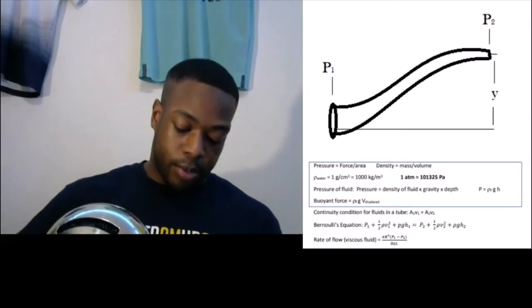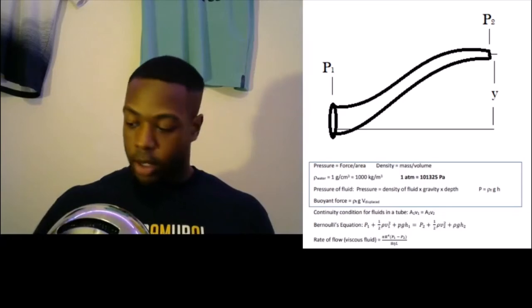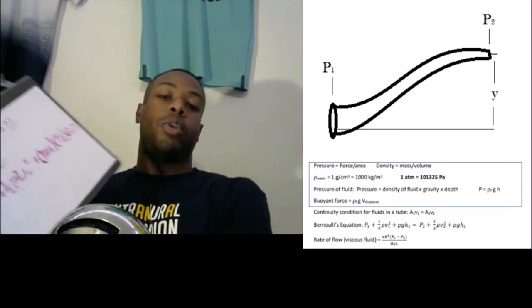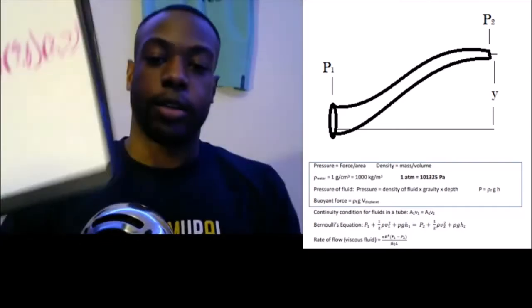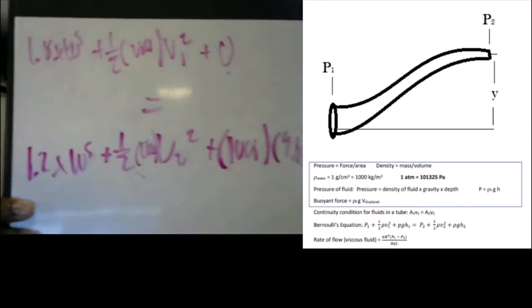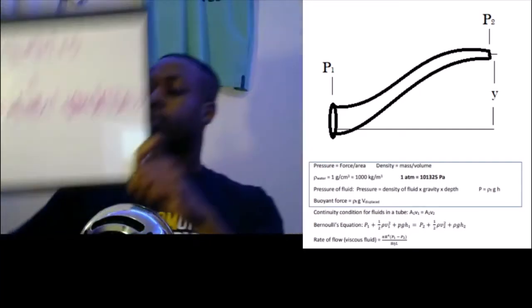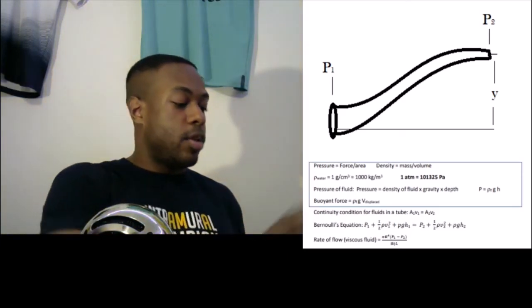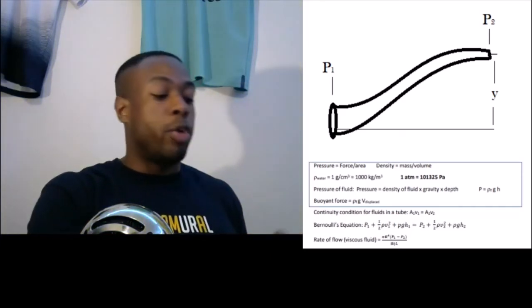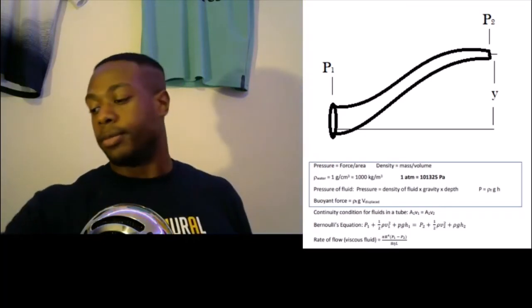Let's clean that up. So that's what we have, all our values in there. Let's move this back. All our values in Bernoulli's equation. So let's look at this. We realize we're missing two values. We're missing velocity 1 and velocity 2.